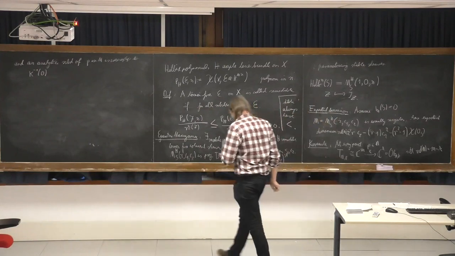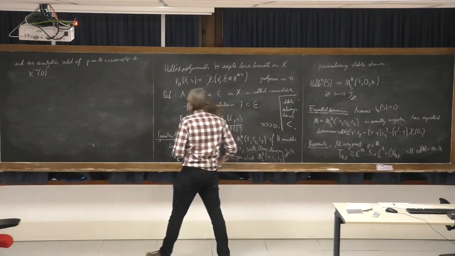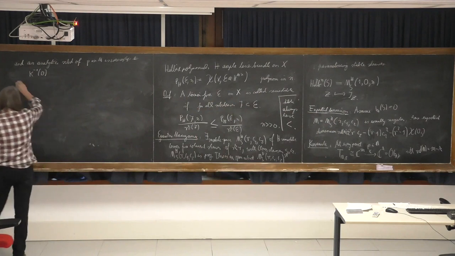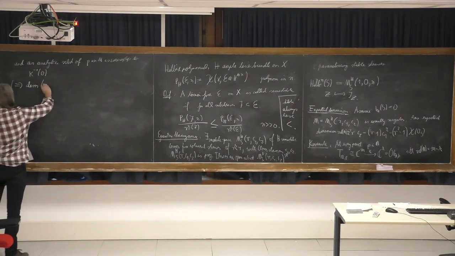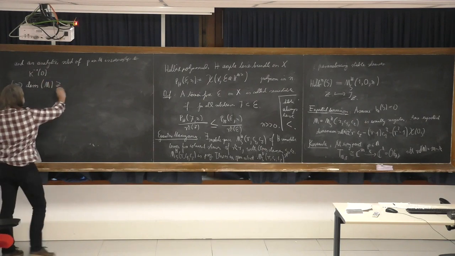Now we will come back to that. We can see in particular that it follows that the dimension of every component of M is greater than or equal to the virtual dimension.